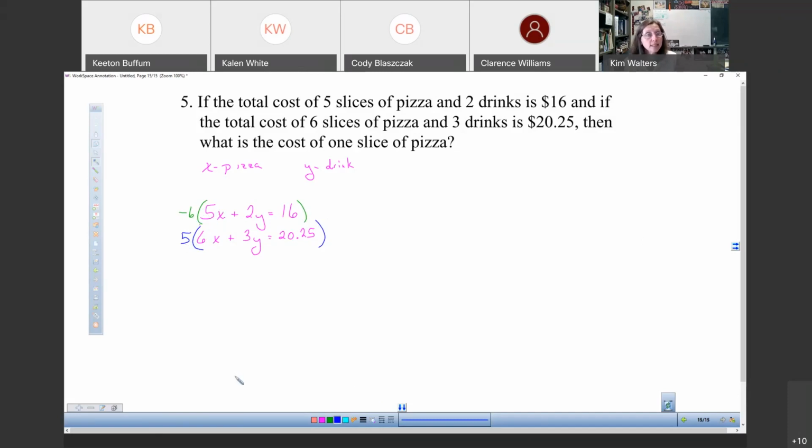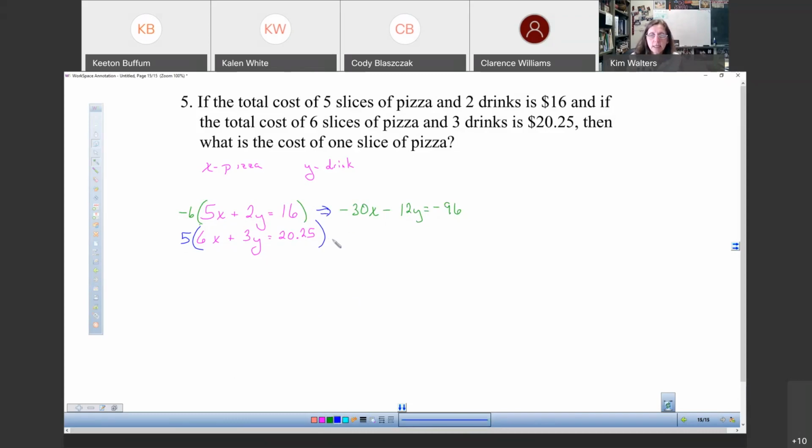Now, the downside to this is it's going to eliminate my x's, which is actually what I'm trying to solve for. But that's okay. You can eliminate the y's and it's okay. But we're going to work through this because this is typically what most students do when they solve this. And if you're solving it a different way, then that's amazing. And I'm so excited. So this is going to be negative 30x minus 12y is equal to negative 96.